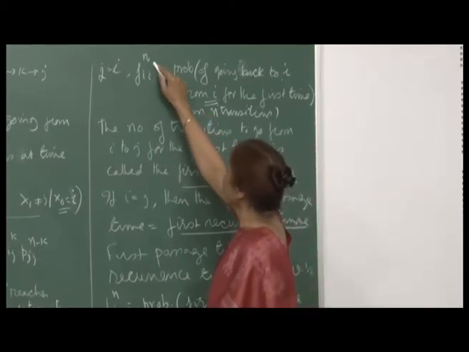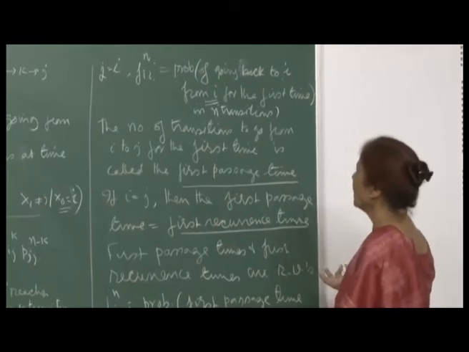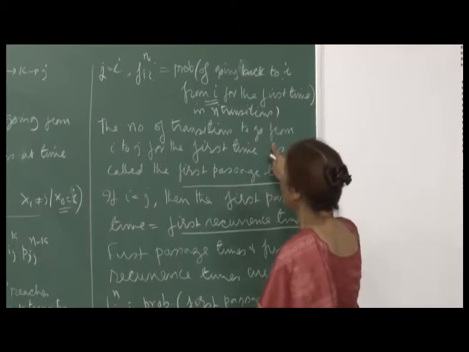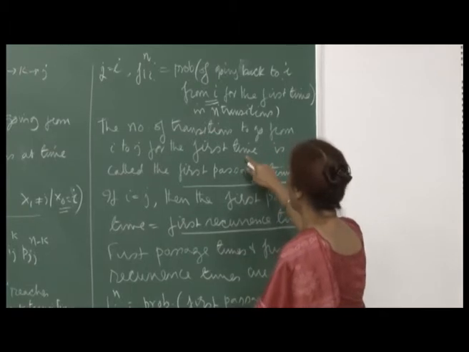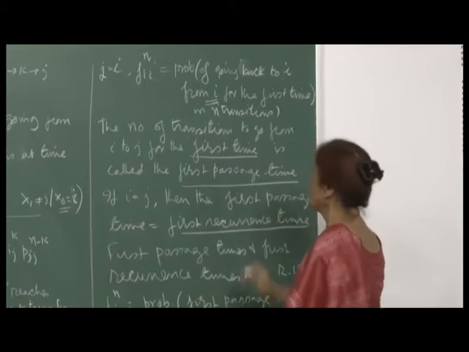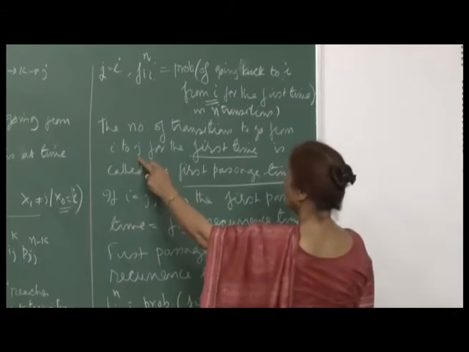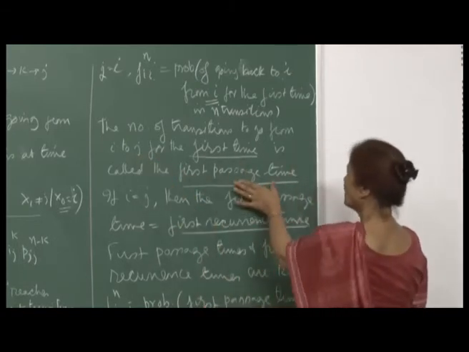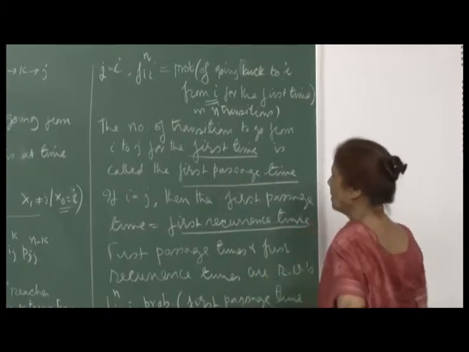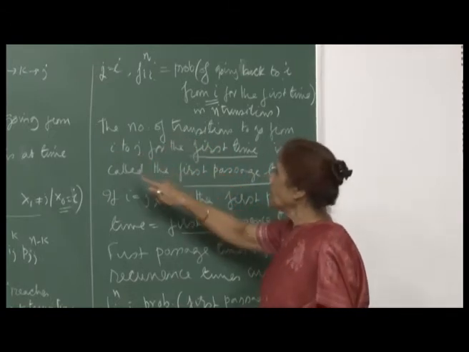And then you would want to know the probability of ever returning to state i, and so we will compute that also. So, now the number of transitions to go from i to j for the first time: transitioning from i to j for the first time is called the first passage time. Okay. So, the number of transitions required to go from i to j for the first time, we define as the first passage time, and you can see that this is also a random variable, because you do not know how many transitions you will require to go from i to j for the first time.